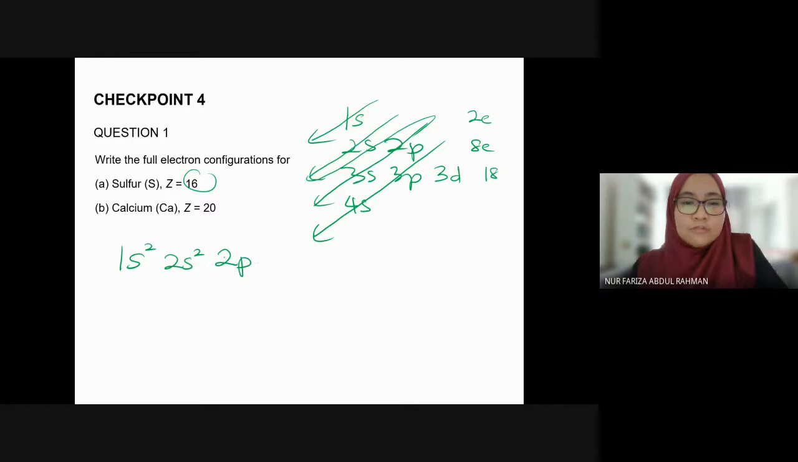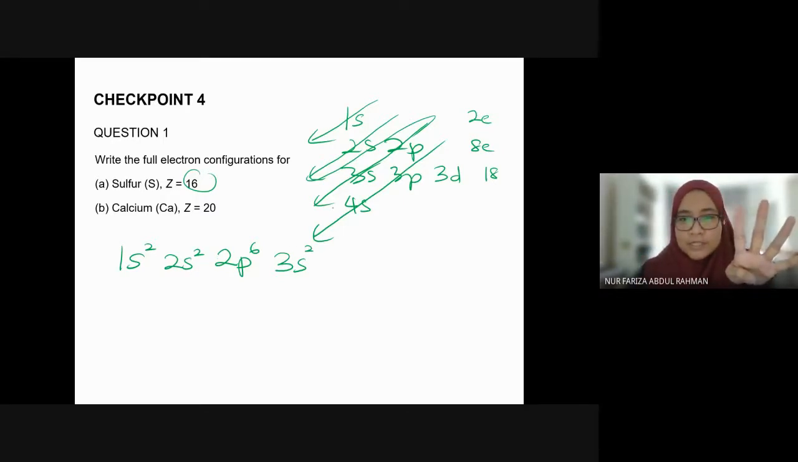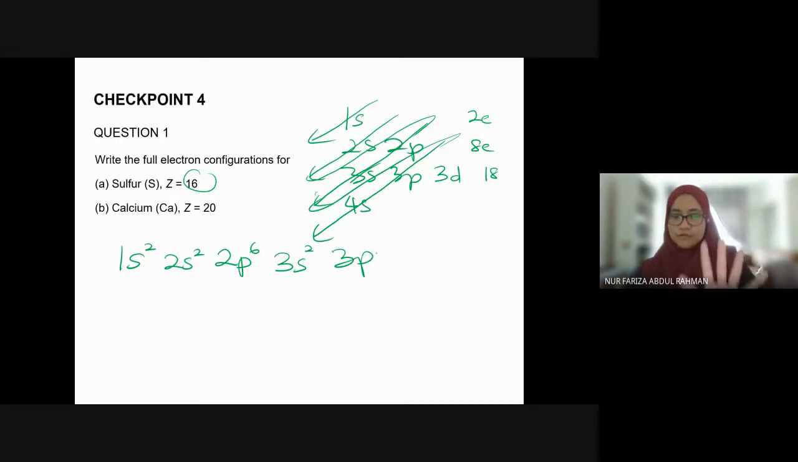Alright, so kalau fulfill 2p, we have 6. So 6 plus 4, 2, it is equal to 10. So we have 6 more remaining electron. So 2p6, and then we have 6 more. So next after 2p will be 3s. Okay, 3s. Penuh 2. Cukup tak 16? 6, 10, 11, 12. Okay, we have 4 more electron. After 3s will be patah balik belakang 3p. Looping back 3p. Kat sini dah be careful.